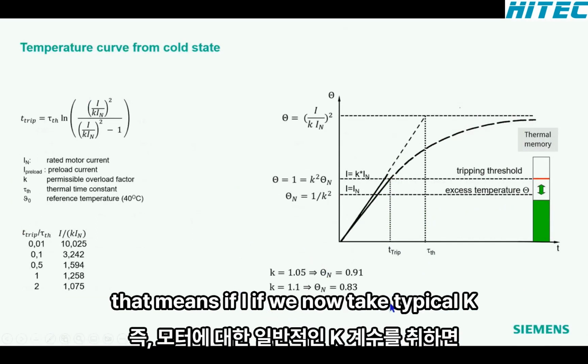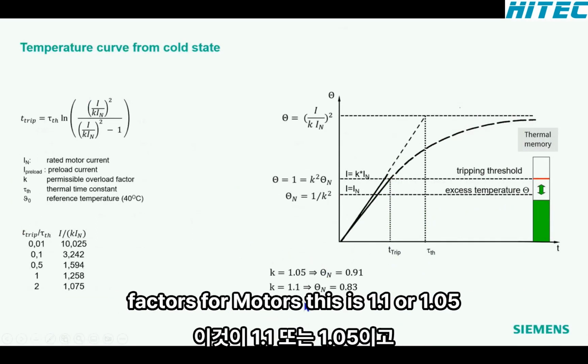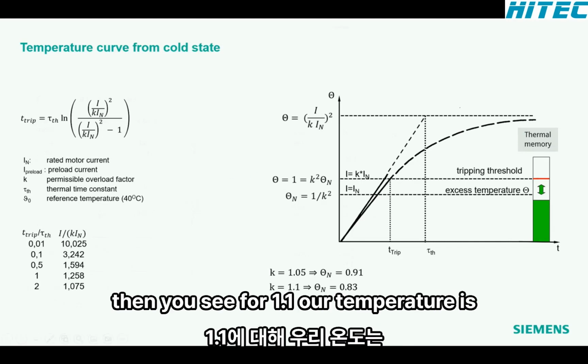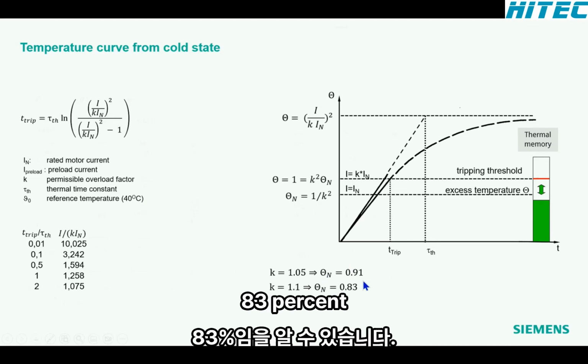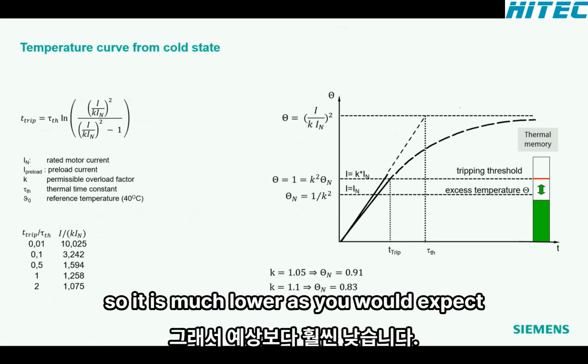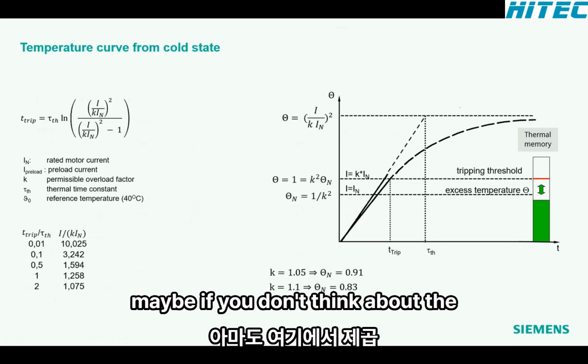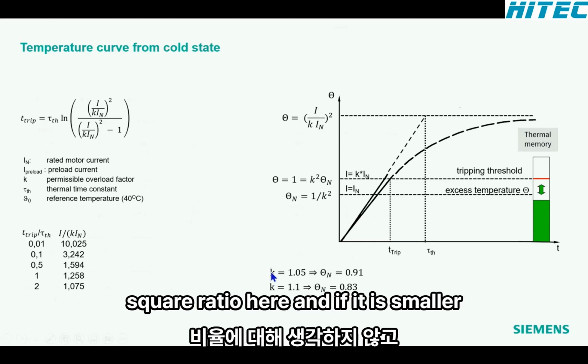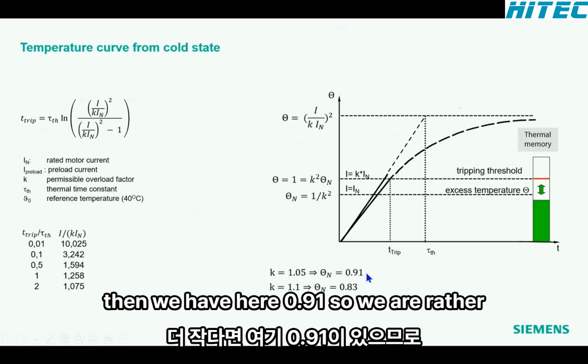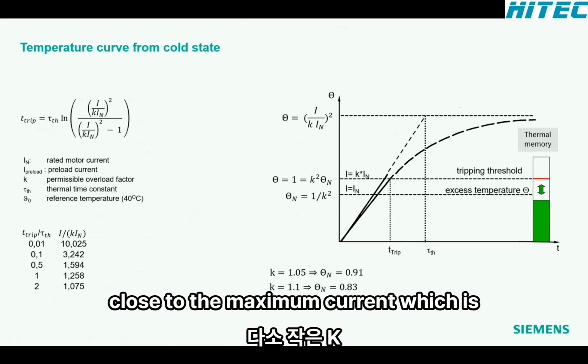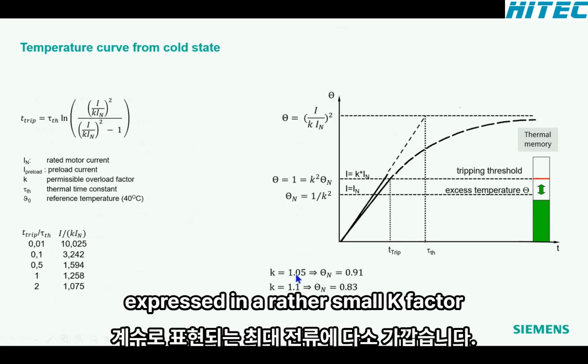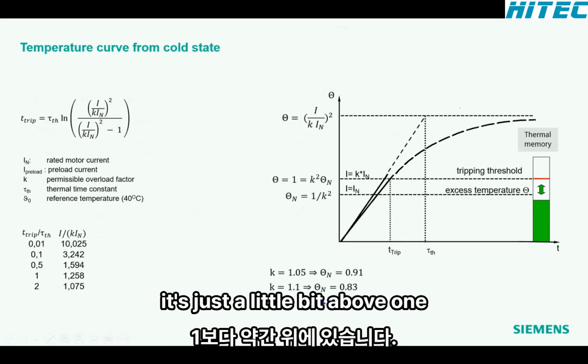That means if we now take typical k factors for motors, this is 1.1 or 1.05, then you see for 1.1 our temperature is 83%. So it is much lower than you would expect, maybe, if you don't think about the square ratio here. And if it is smaller, then we have here 0.91%. So we are rather close to the maximum current, which is expressed in a rather small K factor. It's just a little bit above 1.